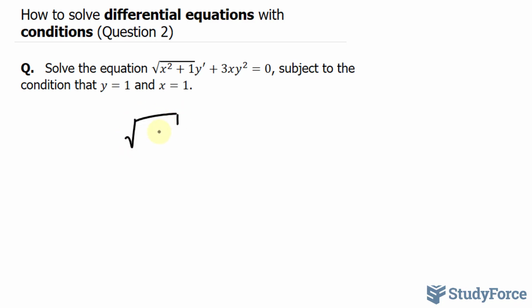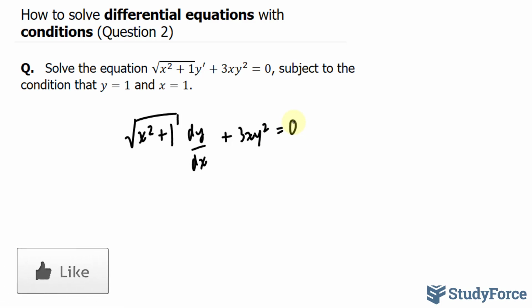We have the square root of x squared plus 1, that hasn't changed, but this has become dy over dx, plus 3xy to the power of 2 is equal to 0. What I want to accomplish here is to create two separate terms that are dedicated to one variable only. So I want one term that's dedicated exclusively to x and another that's dedicated exclusively to y. And this is usually the difficult part with these questions, that is to manipulate these equations in such a way where you have those conditions.